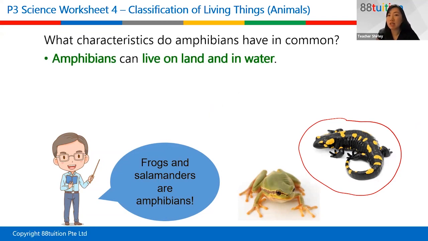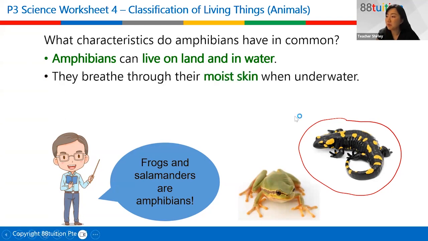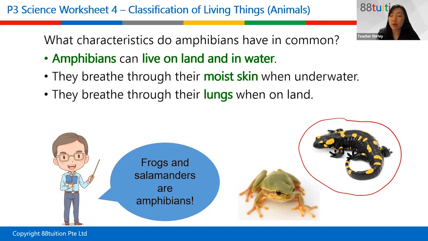So frogs and salamanders are what we call amphibians. And amphibians actually live on land and in water, right? They breathe through their moist skin. When they are underwater, they breathe through moist skin. They are so versatile, they can live on both land and in water. And they also breathe using different methods when they are in water and on land. So on land, they actually breathe through their lungs. So that's the special thing about amphibians here.